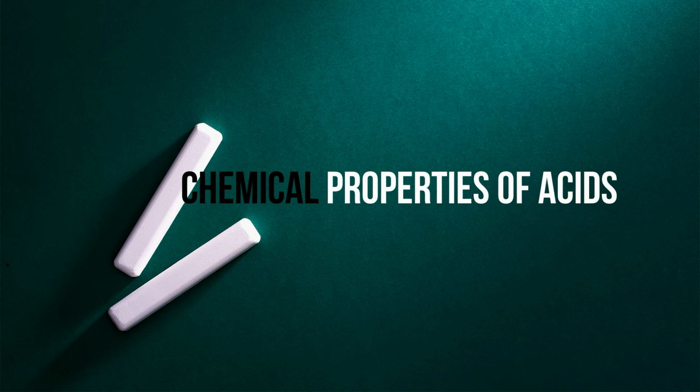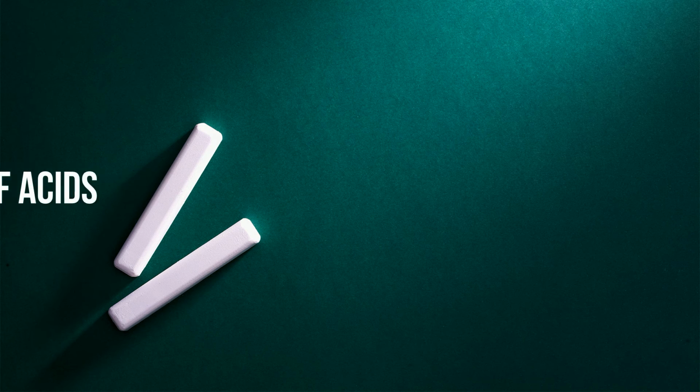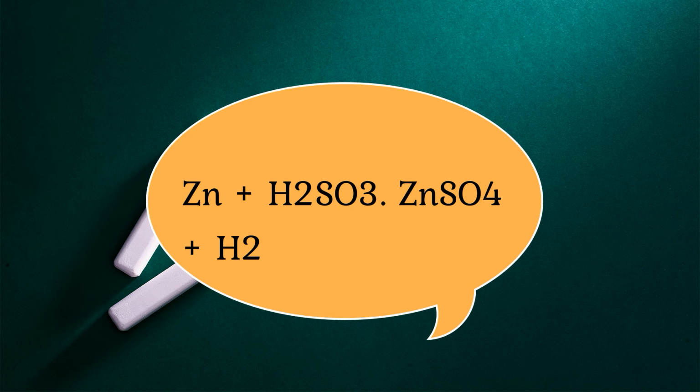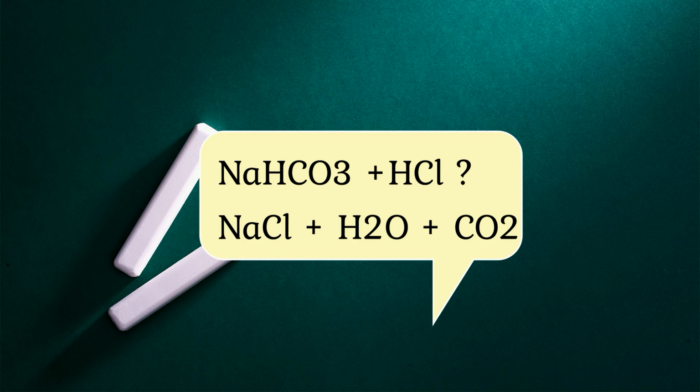Chemical properties of acids. 1. Acids react with active metals to give hydrogen gas. Zn and H2SO4 give ZnSO4 plus H2. 2. Acids react with metal carbonates and metal hydrogen carbonates to give carbon dioxide. NaHCO3 plus HCl gives NaCl and H2O and CO2.